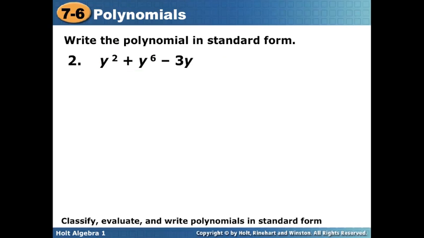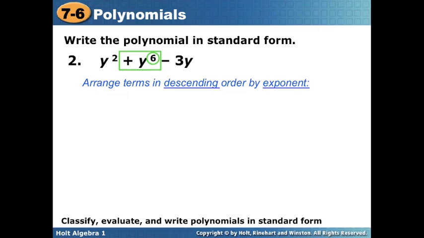Example number 2. y squared plus y to the 6th minus 3y. We're going to write this answer in standard form. Start with the highest exponent so that we can arrange our terms in descending order. The highest exponent would be the y to the 6th. So our first term in our answer is y to the 6th.